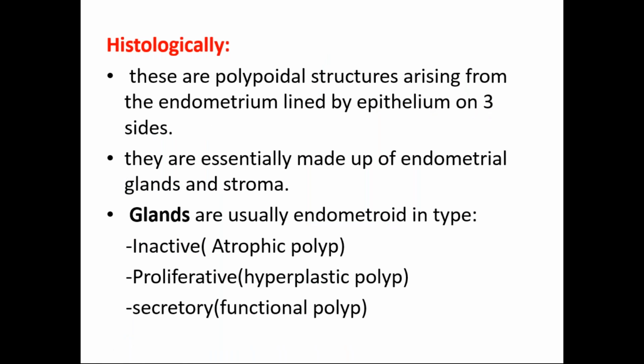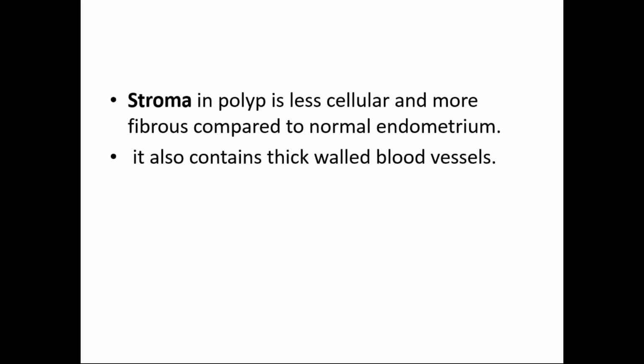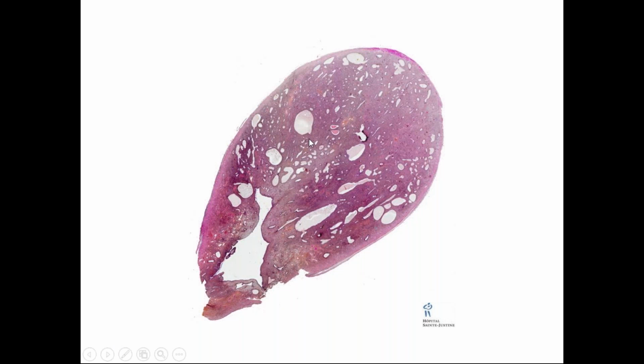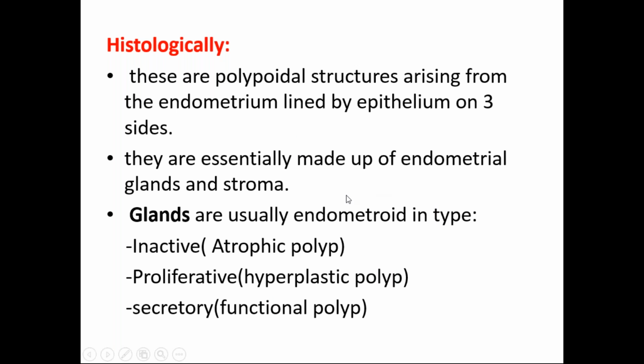So histologically, these are polypoid structures arising from the endometrium lined by epithelium on three sides. This is a polypoid structure lined by epithelium on three sides. This is one side, this is another side, and this is another side. All three sides are covered by the endometrial lining, that is the superficial epithelium, which is tall columnar epithelium. And these are essentially made up of endometrial glands and stroma. The glands are usually endometrioid in type, not cervical type, and are of three types.